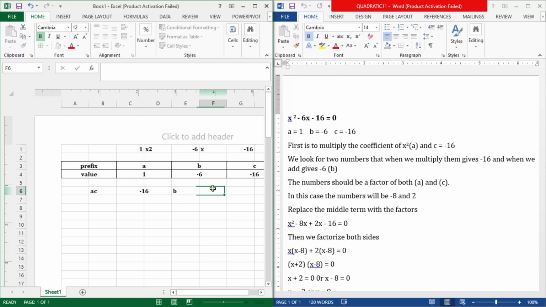For the work to be called a program, all the expressions must be linked continuously, so that changing it from the beginning will affect the entire result. Looking at the Word document, it is written that the number should be a factor of both a and c, and in this case the numbers will be minus 8 and 2. Minus 8 times 2 will give us minus 16, and minus 8 plus 2 will give us minus 6. Because the coefficient of x squared is 1, I always prefer putting the small number first.